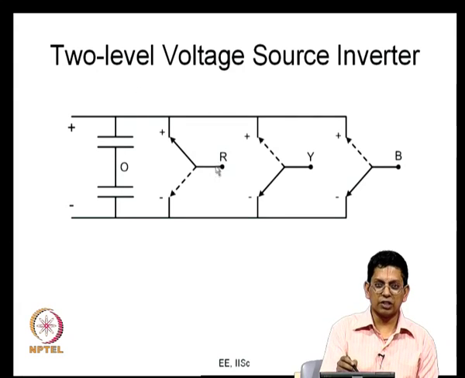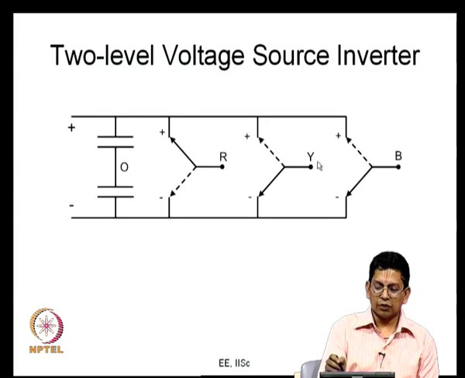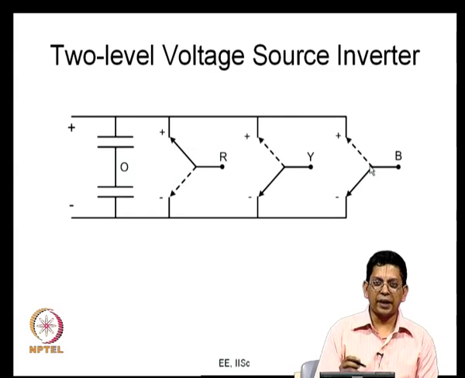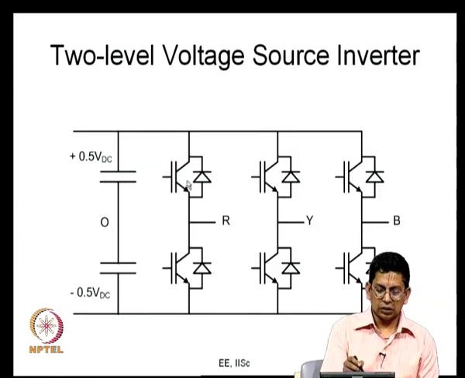So, it has only 2 levels here, either plus VDC by 2 if it is connected to the top throw or minus VDC by 2 if it is connected to the bottom throw. There are only 2 levels here now, and so every voltage can have 2 different levels. There are totally 8 sets of output voltages possible, and here again I have just shown that as top device and the bottom device here.